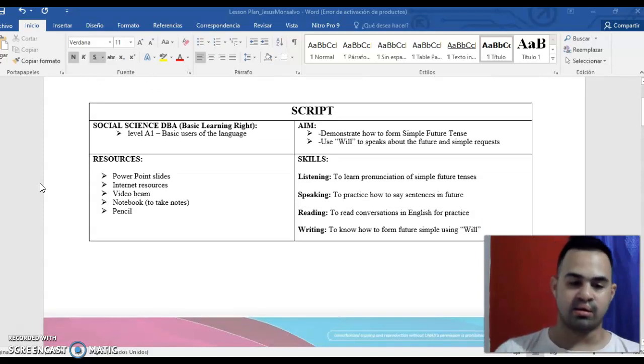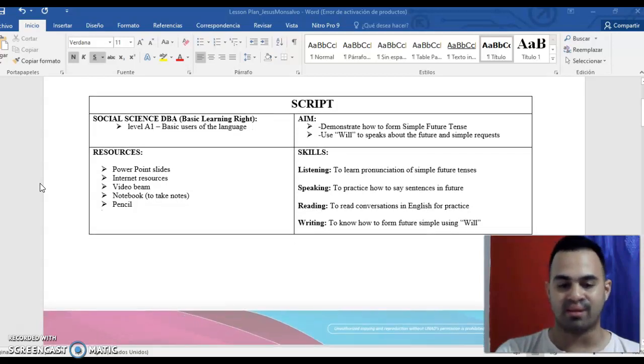So let's start with the social science DBA, basic learning rights. Level A, basic users of the language. Aim: demonstrate how to form the simple future tense. Use will to speak about the future and make simple requests.